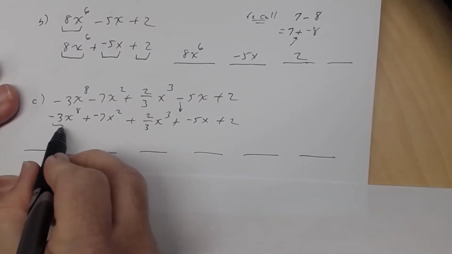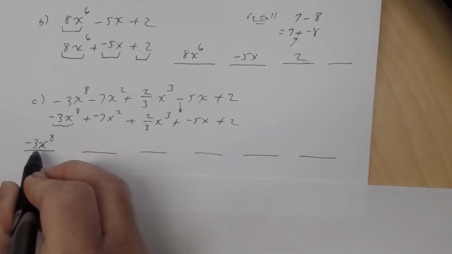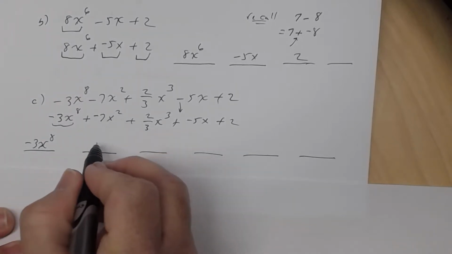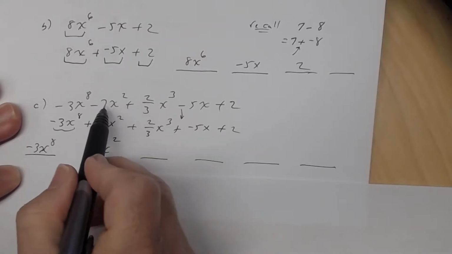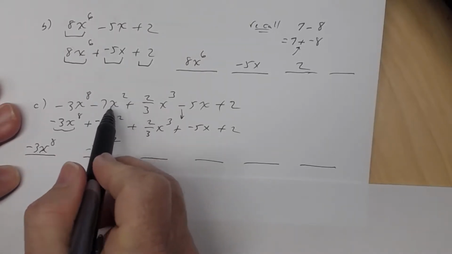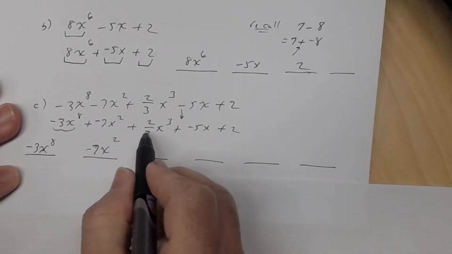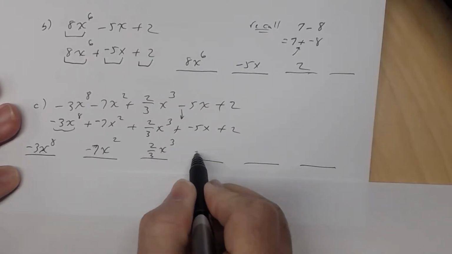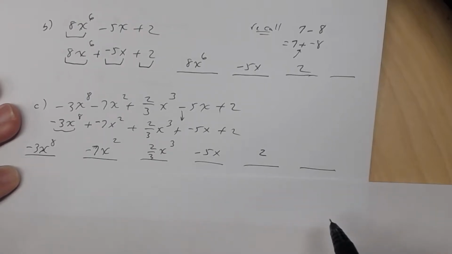So the first one that's listed is a negative 3x to the 8th. Don't forget, if the term is negative, you've got to list the negative symbol. The next term is a negative 7x squared, not a positive 7x squared, so you've got to be careful. Remember, subtracting a positive 7x squared means adding a negative 7x squared. The next term is 2/3 x cubed. The next term is a negative 5x, and the next term is a positive 2.